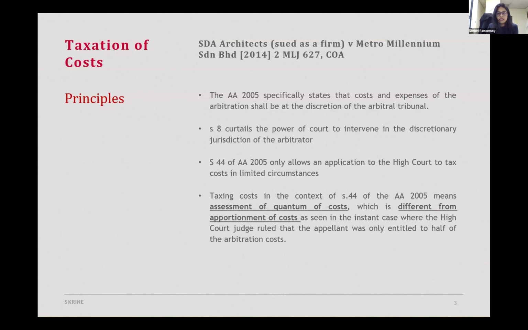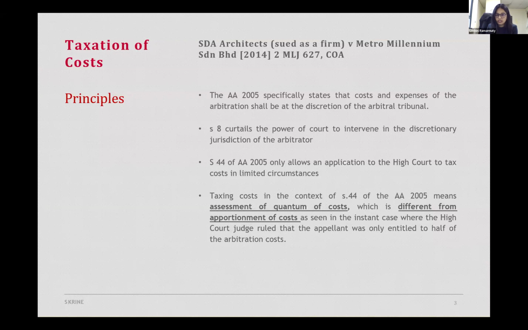The appellant architect then appealed to the Court of Appeal, and this appeal was allowed. In arriving at the decision to allow the appeal, the panel of 3 judges delivered separate grounds and allowed the appeal on somewhat different bases. I will very briefly touch on what each of the judges said and focus on one particular judge for purposes of this discussion.